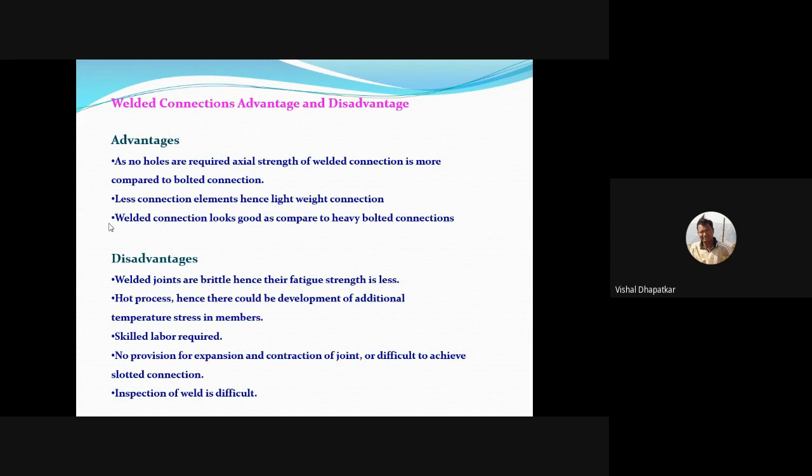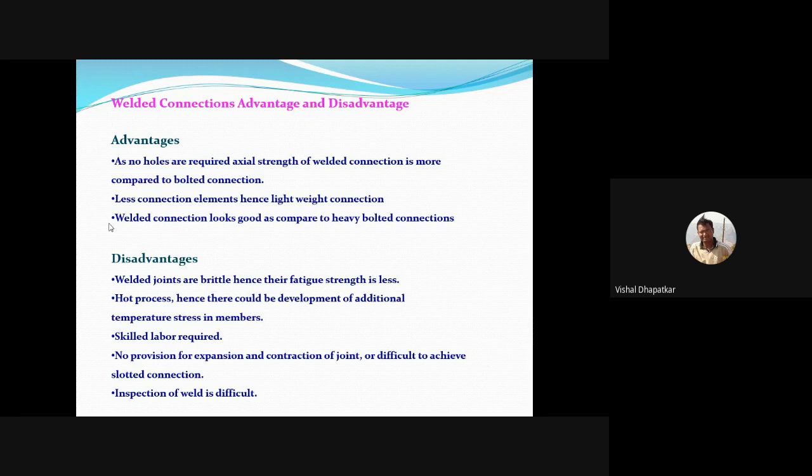Welded joints are brittle, hence their fatigue strength is less. Welded joints are quite brittle, they will not give you any warning or any sign of failure. They will just fail immediately, and hence it is not good for fatigue design. This is a hot process, hence there could be development of additional temperature stresses in the members. Skilled labor is required, because if there is any pocket remaining in the weld, then its capacity will get reduced. So skilled labor is required.